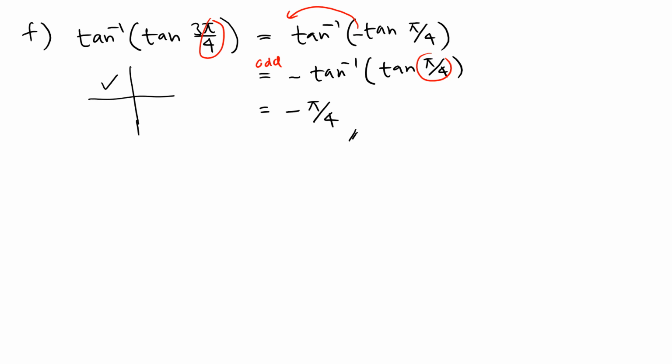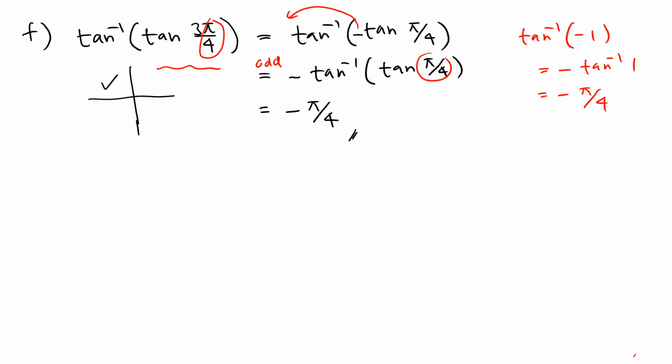That's one way to do it. The other way is to calculate the value first. You can also do this problem as tan inverse, and if you evaluate this value, you can see it is negative 1. So that means it is negative tan inverse 1, which is negative pi over 4. That is the other way to get the answer.